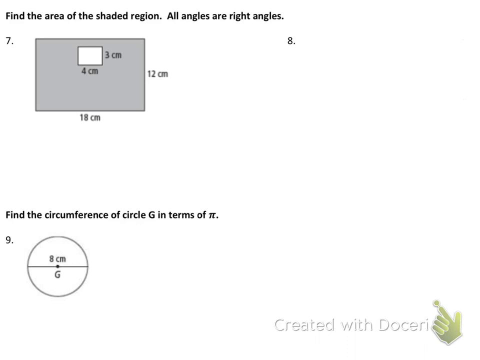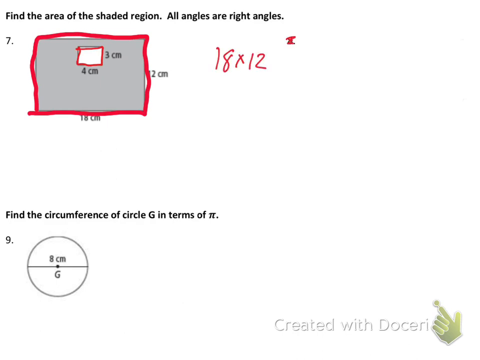All right, find the area of the shaded region. All angles are right angles. So what I'm going to want to do is find out the area of the entire thing first. And then, like I said before, imagine this is a window. There's nothing here, so that's empty space. So that doesn't count as area of the shaded region. So I'm going to just find the area of the whole thing first, which is just 18 times 12. So 18 times 12 is 216. So this whole thing is 216 centimeters squared.